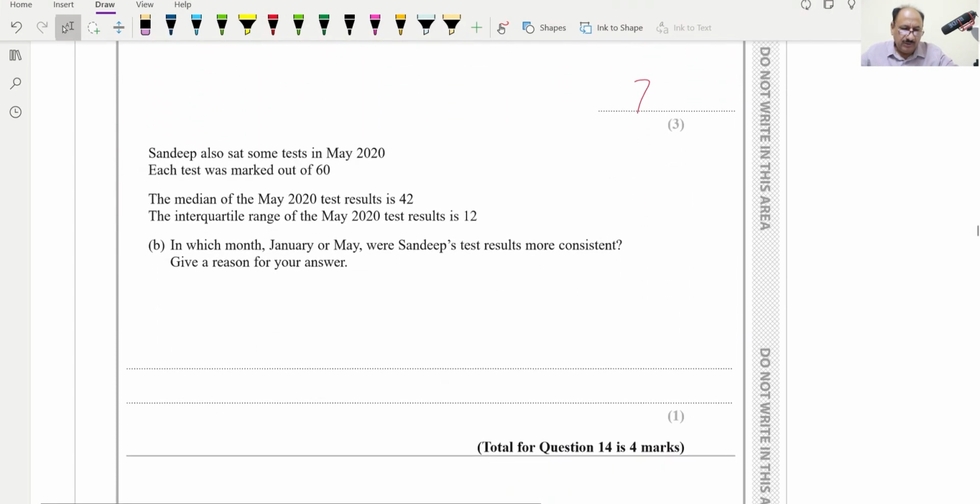So now part B. Sandeep also set some tests in May 2020. Each test was marked out of 60. The median of the May 2020 test results is 42. The interquartile range of the May 2020 test results is 12. In which month, Jan or May, were Sandeep's test results more consistent? Give your reason for that.